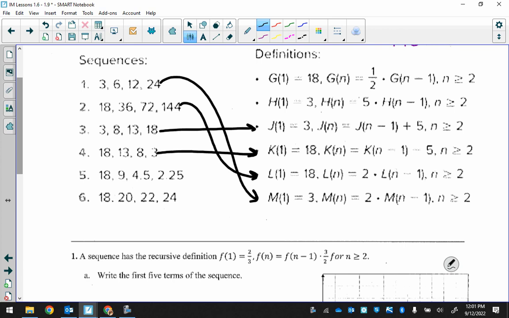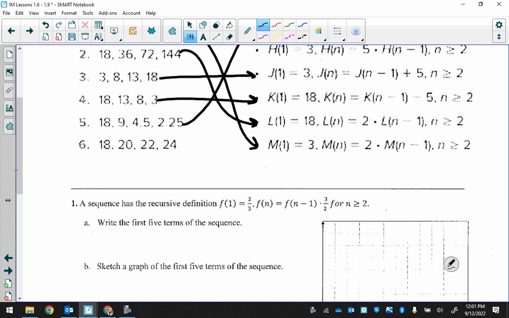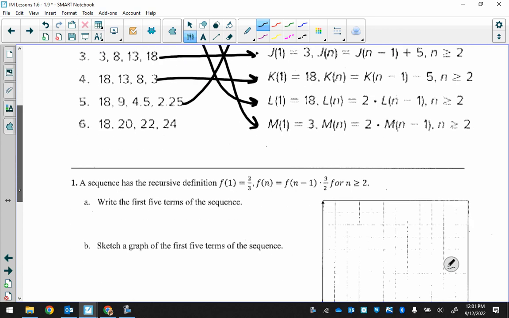Number 5. Yeah, Caitlin. D. Good. Okay. Did 6 match with H? No. Okay. So for number 6, we have to write a definition very similar to the right-hand side. Choose whatever letter you want. Let's see, F wasn't chosen.